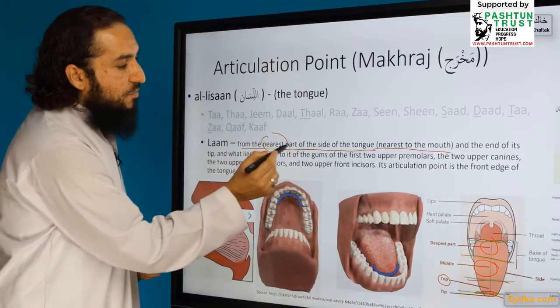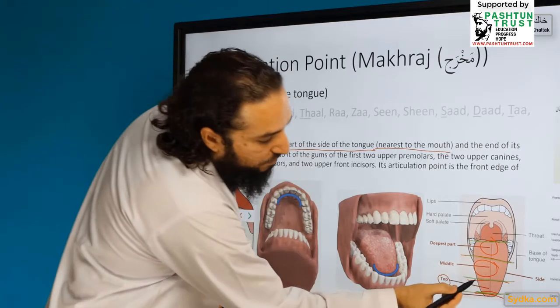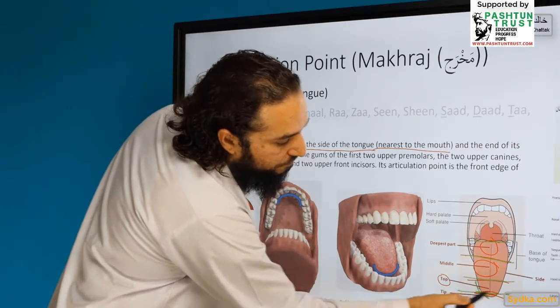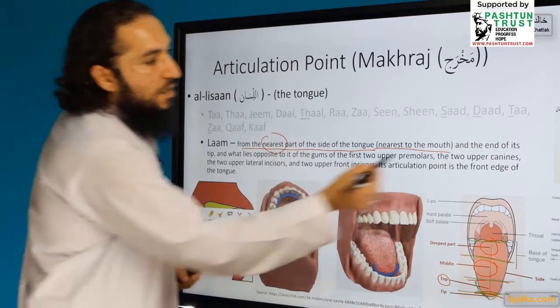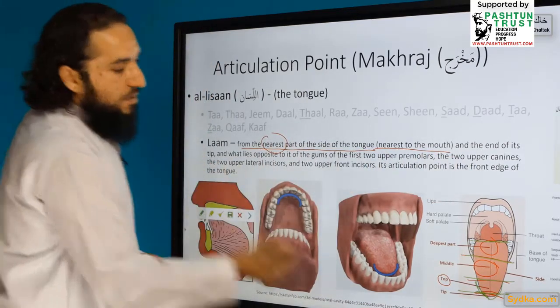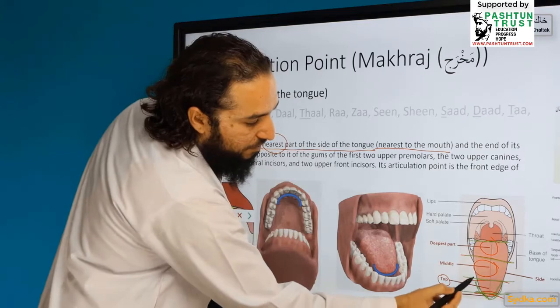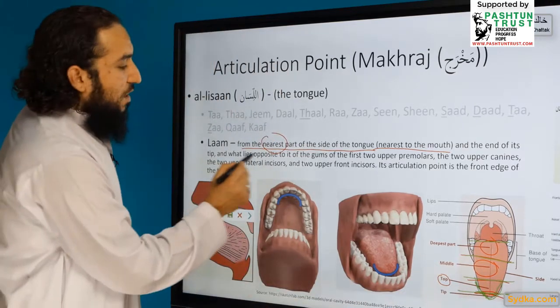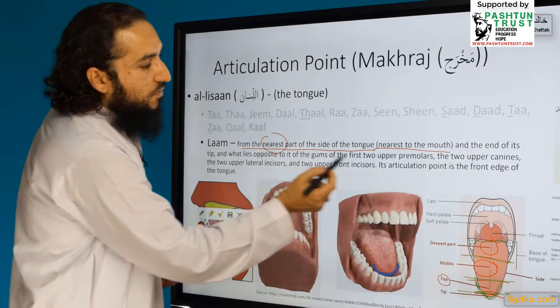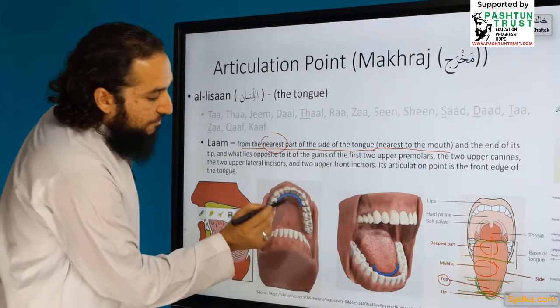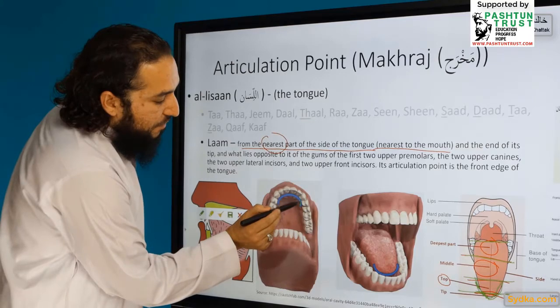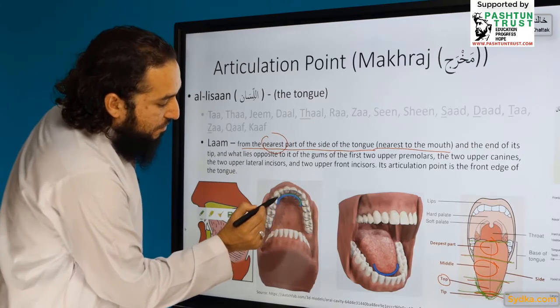So it says from the nearest part of the side. It's actually from here to here, or from here to there. It's referring to that, and at the end of its tip. Okay, the tip, and what lies opposite to it of the gum of the first top two inside premolars. So whatever lies opposite to it, if you see here, start from here to there.